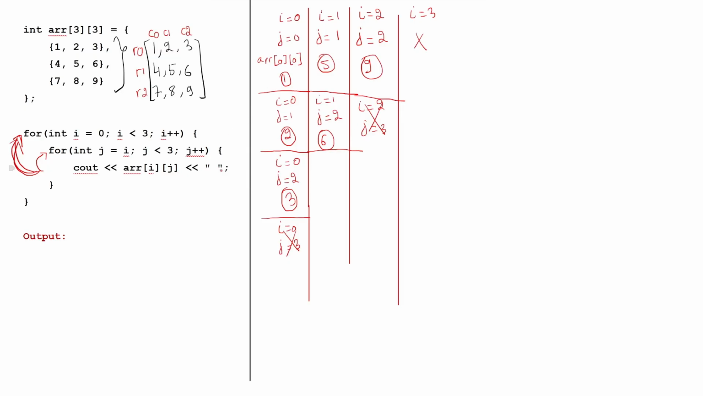so we have a space separator between each iteration. So we output 1, we have a space separator, we output 2, space separator, we output 3, and so on. So the output will be 1, then 2, then space 3, then space 5, then space 6, then space 9. So this will be the output for this question.